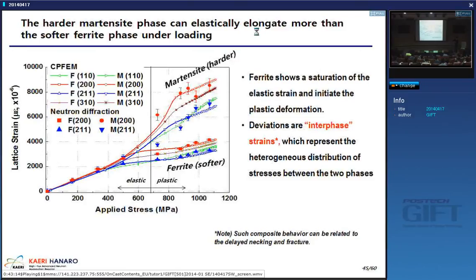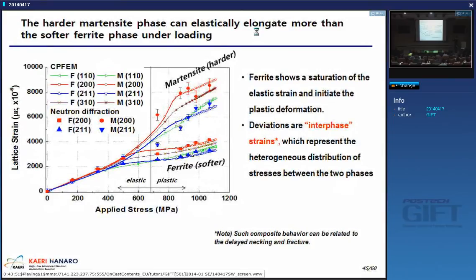The y-axis is lattice strain. What is lattice strain? Lattice strain is strain from the d-spacing changes. Before loading, the d-spacing is some number. It elongates, and the distance increases. From the lattice parameter, the d-spacing, you can calculate lattice strain. You saw that, d minus d0 over d0, right? That is lattice strain. It is a measurement from the neutron diffraction.